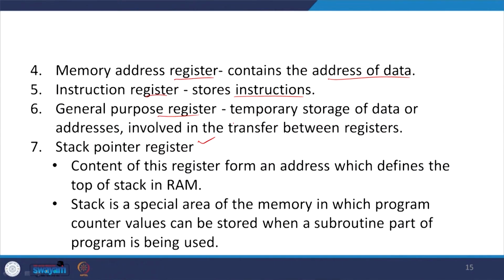We have the instruction register which stores instructions. We have the general purpose registers. These are temporary storage of data or addresses involved in transfers between registers. And we have the stack pointer register. Basically, the content of this register forms an address which defines the top of the stack in the RAM. And the stack is a special area of the memory in which program counter values can be stored when a subroutine part of a program is being used.